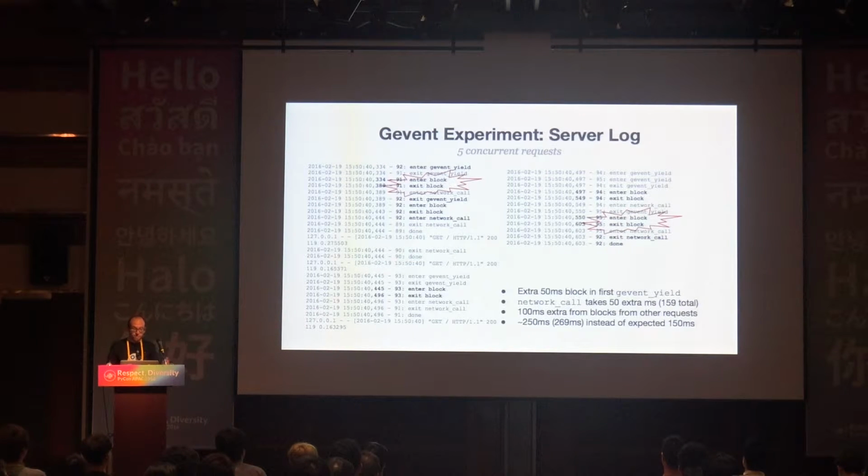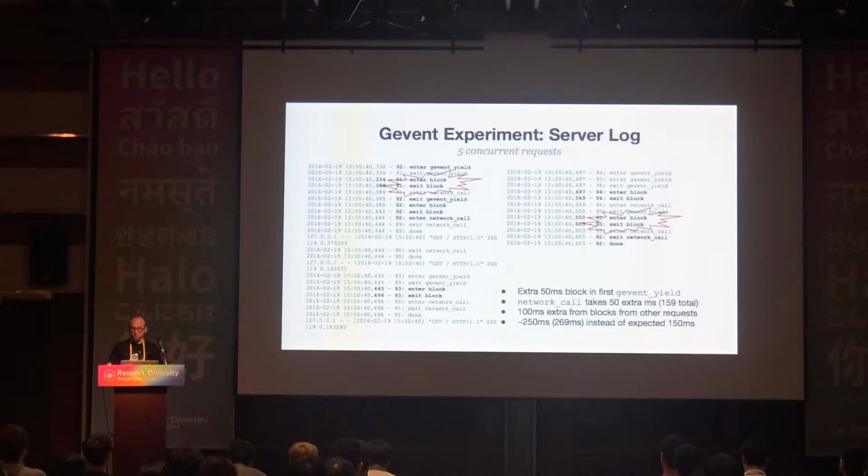So this was from 5 requests at a time. So we enter the gevent yield. The gevent yield, nothing was supposed to happen. It wasn't supposed to take time. But we actually see we're entering a blocking call from another greenlet. And that adds 50 milliseconds over there. We exit that. We go into our blocking call. That takes 50 milliseconds, which is expected.